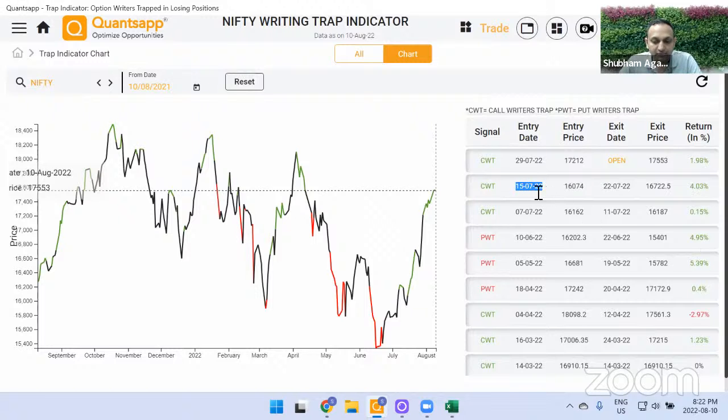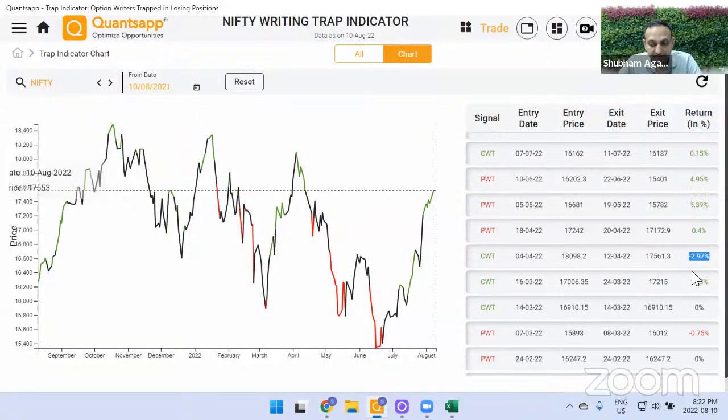If we see a signal before that, 15th July, there was a signal on Nifty at 16,074 and the exit came at 16,722. That was about a 4% return. If you see before that, again, there was a marginally profitable trade of 0.15%. Then again, before that, it gave a sell signal because it says the put writer's trap on 10 June at 16,200 and then it covered at 15,400, which is about a 5% return. Then again, 5% return. There was a 3% loss.